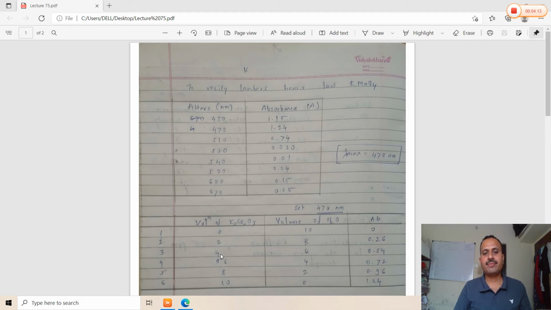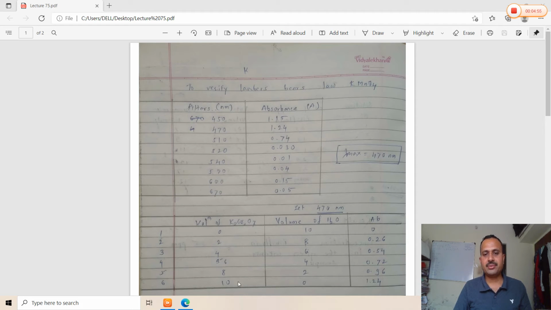In the third test tube, we measure 4 ml of the 0.001 molar KMnO4 or K2Cr2O7 solution, and in the same test tube we add 6 ml of water. In the fourth test tube, we add 6 ml of K2Cr2O7 solution, and to this solution we add 4 ml of water. In the next test tube, we add 8 ml of K2Cr2O7 and 2 ml of water. In the last one, we take 10 ml of K2Cr2O7, and there is no need to add water.